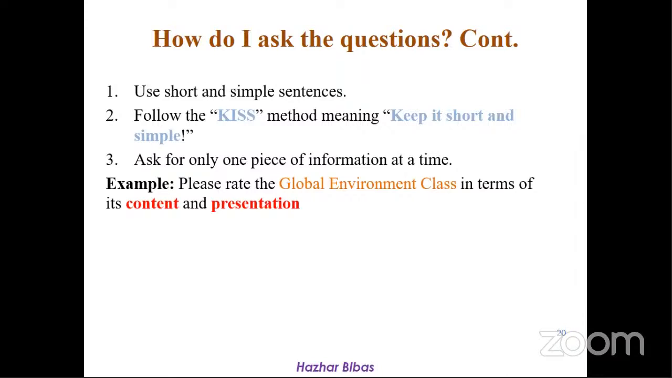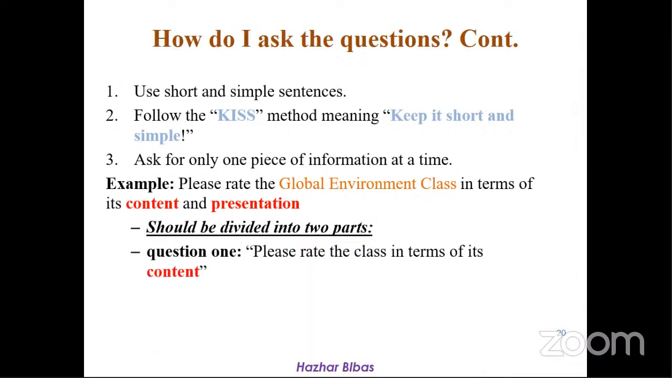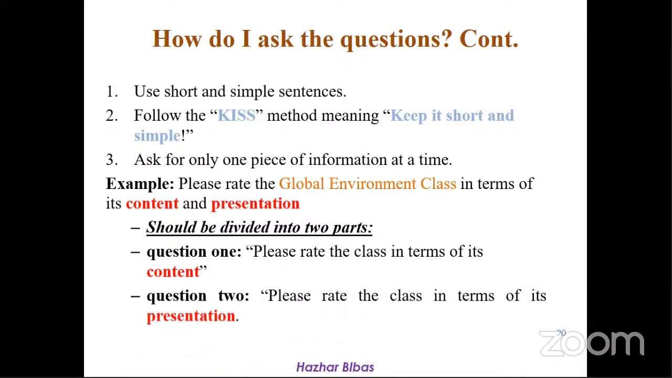Ask only one piece at a time. For example, don't say, please rate the global environment class in terms of content and presentation. No, just say, please rate the class in terms of content. Please rate the class in terms of presentation. Not together, because the responder gets confused. What are you talking about? What do you want? That's why you have to separate such questions.